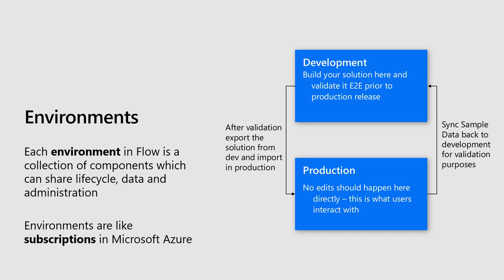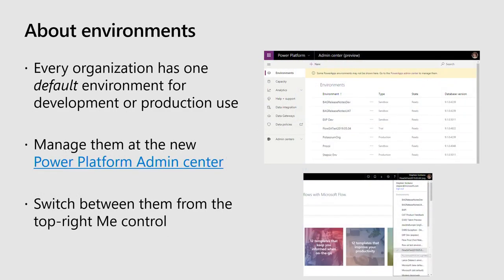But what you may want to do is actually take the data from production and save a copy of that in development, so that way you have real sample data that you can work on. So environments you can configure in the admin center. So if you go to the platform admin center, you can set up your environments there, and you switch them from that control at the top right of your screen, where you select what environment you are currently working on.